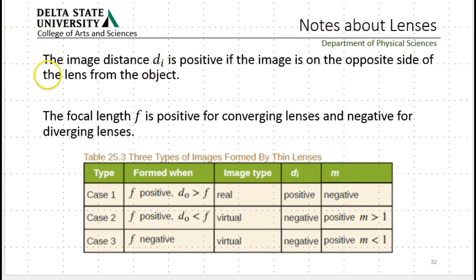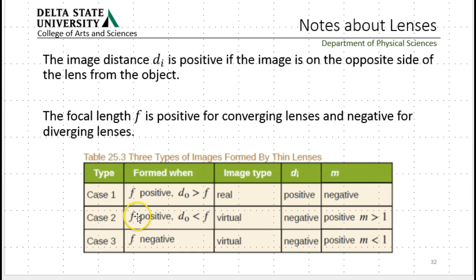So just a few notes consolidating some of this stuff. The distance DI to the image is positive if the image is on the opposite side of the lens from the object, and negative if it's on the same side of the lens as the object. That also makes it virtual. The focal length F is positive for converging lenses and negative for diverging lenses. Looking at the little table from the book, in case 1, F positive, DO greater than F gives us a real image. Real image means you can actually project it onto a screen. DI is positive, and the magnification is negative.